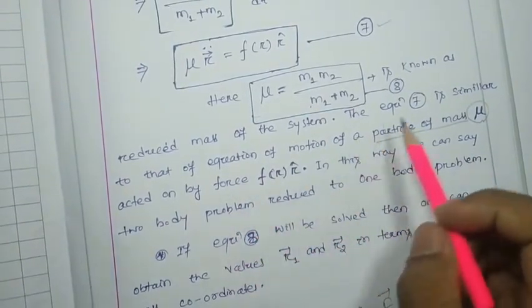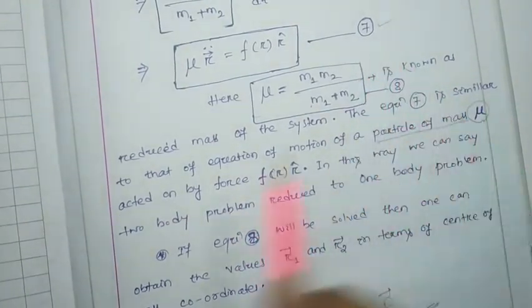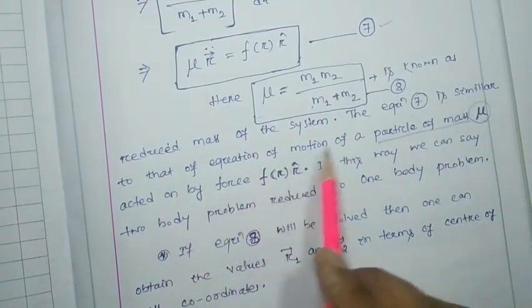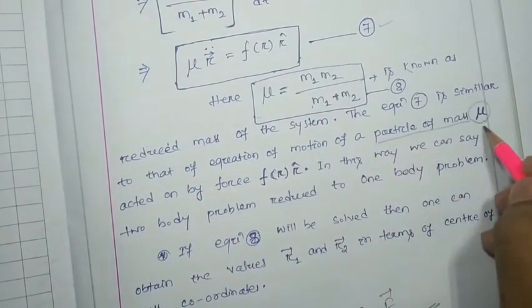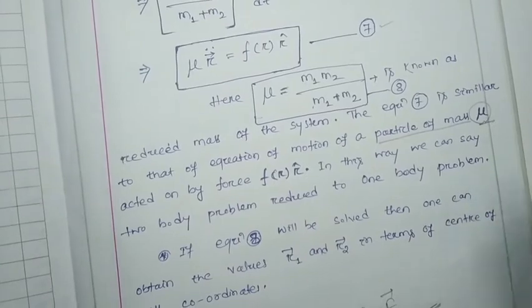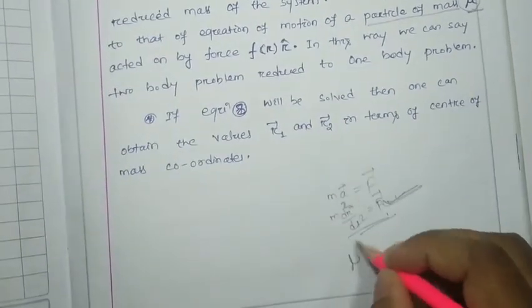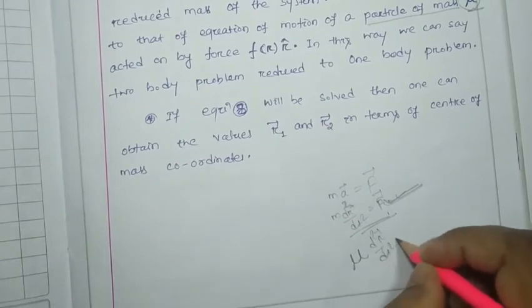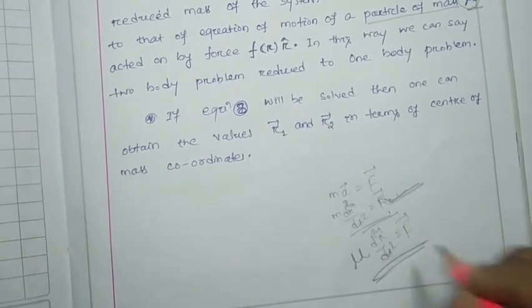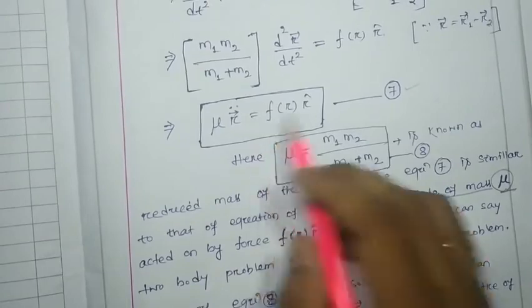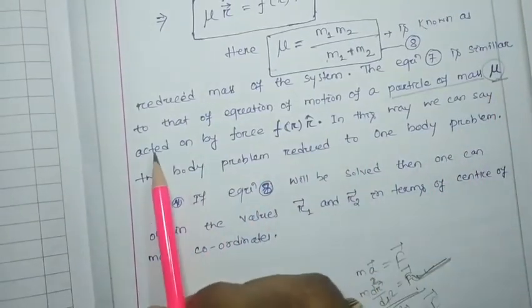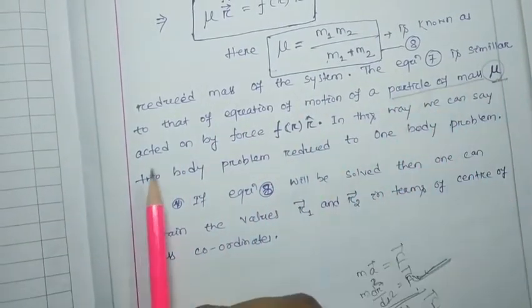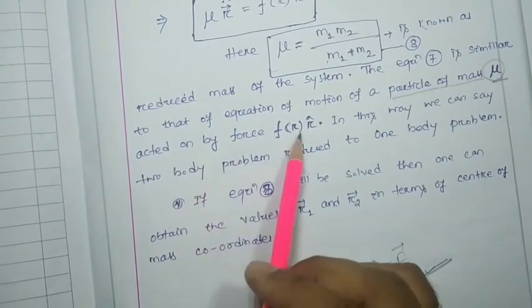So equation number 7 is very similar to the equation of motion of a particle of mass mu. If we consider the mass of the particle as mu, instead of m, I can write d square r by dt square equal to f. So this equation is equal to this one. Same thing has been written: a particle of mass mu acted on by force f of r cap.